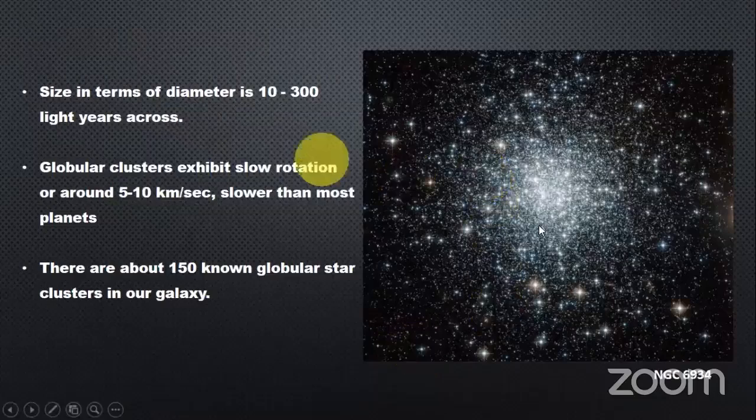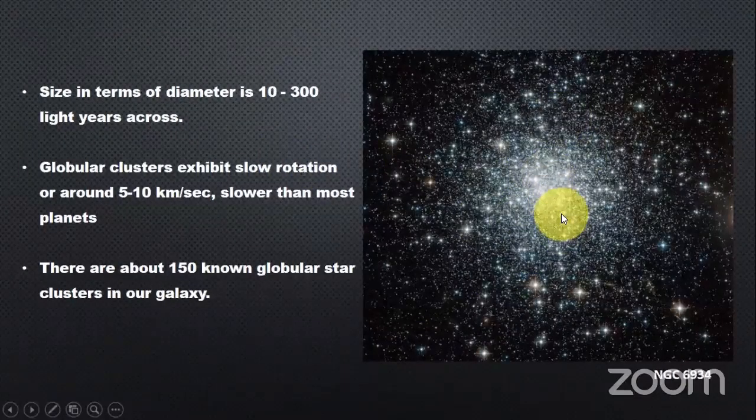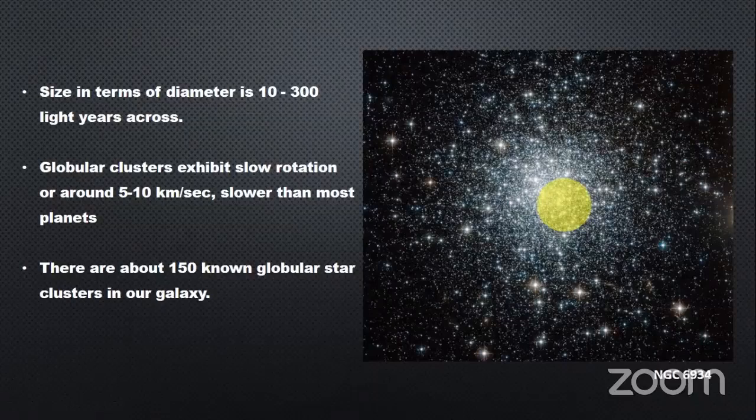So here is another example of a globular star cluster, NGC 6934. The diameter of globular clusters is around 10 to 300 light years across. These globular clusters spin very slowly. They do not spin that much. Their spin rate is much less than the spin rate of planets in our solar system. So far we have discovered up to 150 globular star clusters.